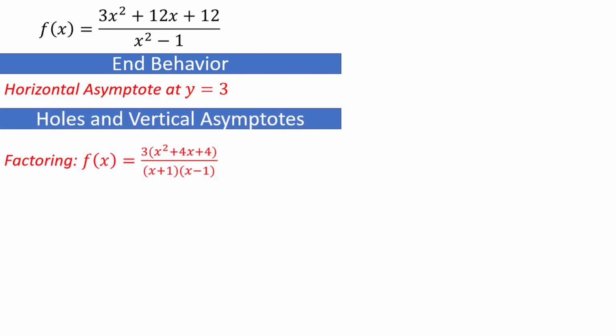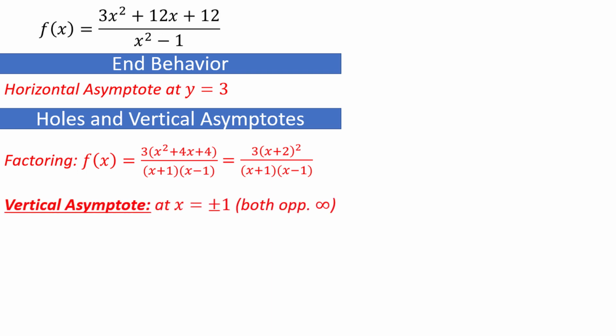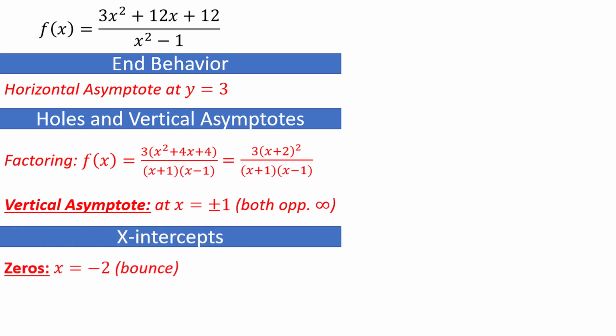We can factor the numerator by pulling out a 3 to get 3 times (x squared plus 4x plus 4), and factor the denominator by a difference of squares to get (x plus 1) times (x minus 1). The numerator can be further factored to 3 times (x plus 2) squared. This tells us that there is a vertical asymptote at both x equals 1 and x equals negative 1, which both have a multiplicity of 1, meaning they will be approached at opposite infinities. And there is a zero at x is equal to negative 2, which has a multiplicity of 2, meaning the graph will bounce and not cross the x-axis at that point.